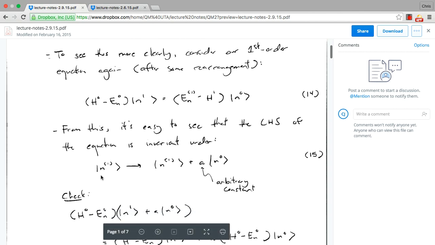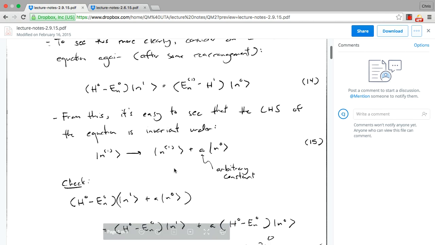So it's a transformation where we take this N1 and we shift it by some piece that's proportional to the N0. And here A can be any arbitrary constant, okay? And the way we can see that is by taking this and plugging it in and making sure that we get back what we started with, right?